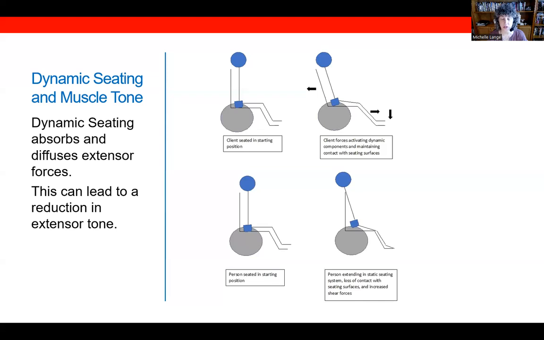the seating surfaces. Where in the animations below, the client begins in a neutral starting position, but then as they extend, they lose contact with those support surfaces. This results in shear forces. It also results in a loss of client position within the seating system.